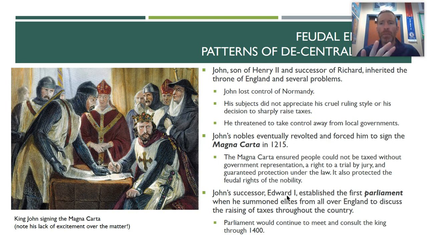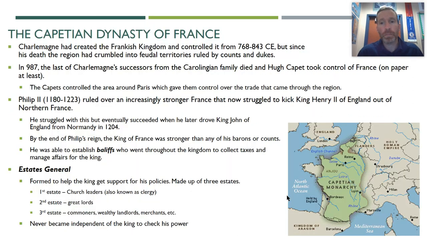So the theme from this slide is that the king is not able to exert all the control all over the country that he wants. He's got to give some power back to his nobles in order to continue to have their support to rule. So moving over to France.